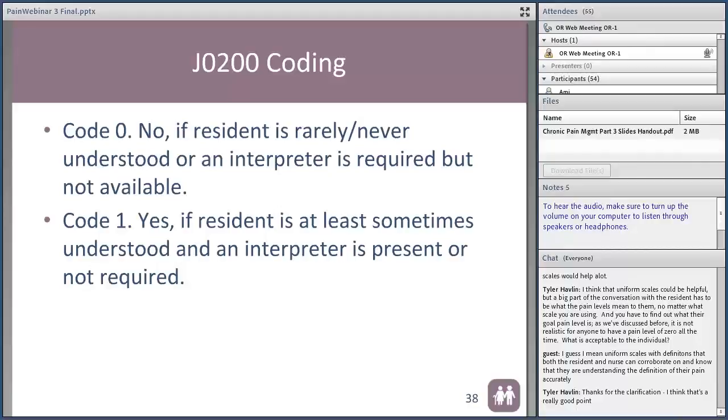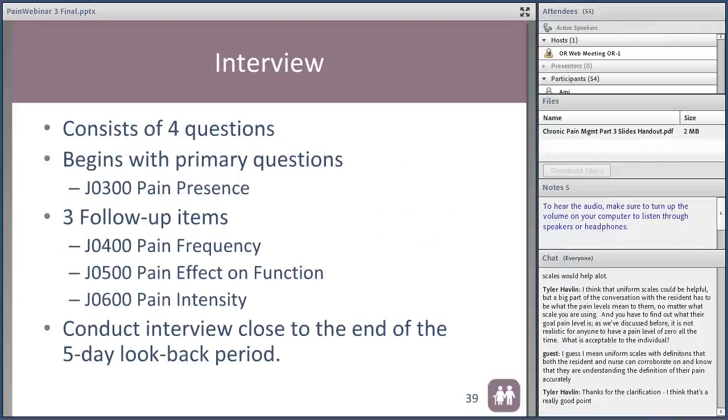All right, go ahead and skip to the next one. The interview basically consists of the 4 questions. And again, this is just a refresher. You guys know this. It begins with the primary question of 300, are they having pain? And then the follow-up questions regarding the pain frequency, what's the effect of the pain on their function, and how intense is their pain. You need to conduct that interview as close to the end of the 5-day look-back period as possible.